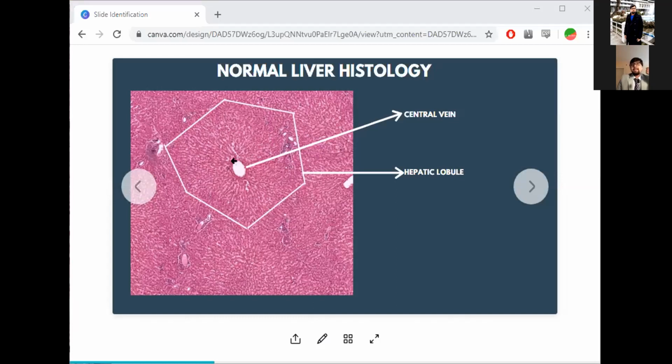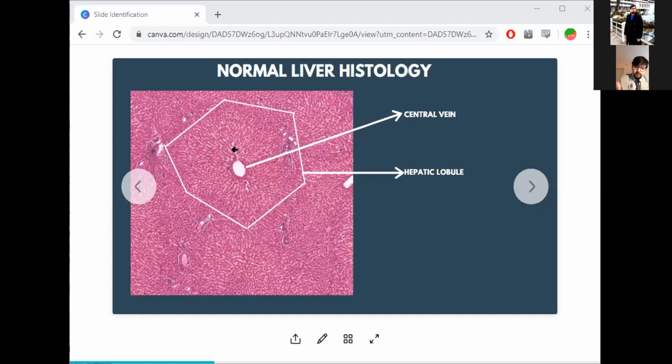Now, the second step would be to look at these cells. Now, if you look here, these are all hepatocytes, right? Not only are they hepatocytes, but these white or light pink gaps that you see, those are sinusoids, right? So in normal liver histology, you have to look for 4 basic things.